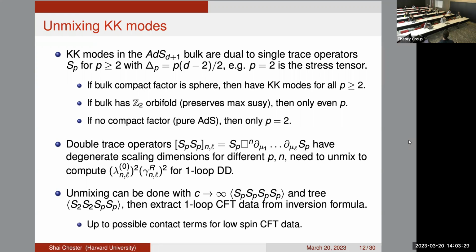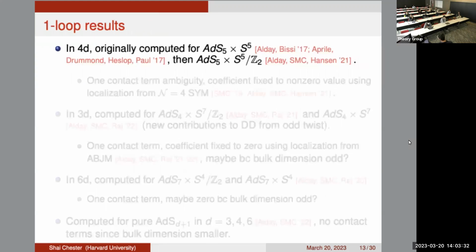And so that's really where the difficulty of this calculation lies. It's very hard to do this unmixing in practice, but with a lot of hard work, it's successfully been done in every single case. So here I'm just going to do a brief literature overview of all the cases that were worked out.